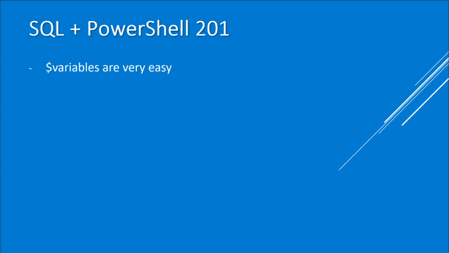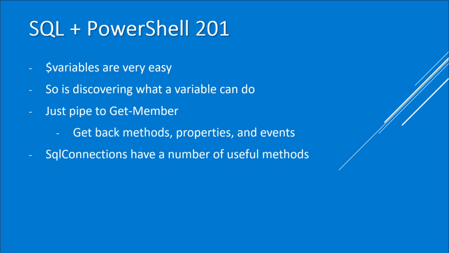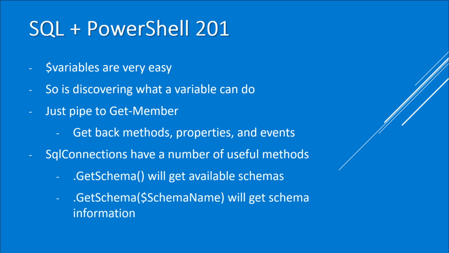Variables are also very easy and very flexible. So is discovering what a variable can do. We're going to come back to this again and again in the demo, but you just pipe it to Get-Member. This will get you back methods, properties, and events. And SQL connections have a number of useful methods that you might want to look at. My favorite, personally, is .GetSchema, which will get available schemas. And you can also pass a schema name to it to get schema information. You can also call CreateCommand, which will create a SQL command.